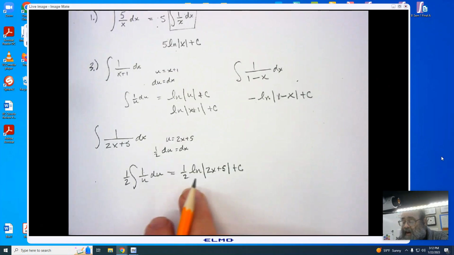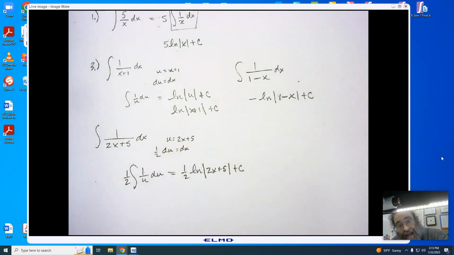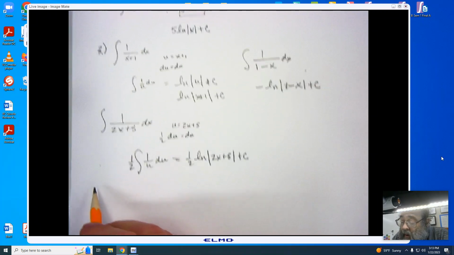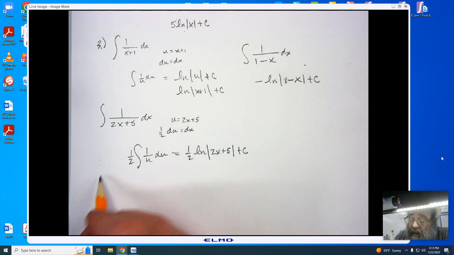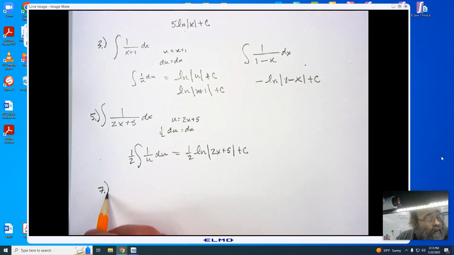And so what one can now say is that if you have a coefficient in front, that's going to come out as the reciprocal of. Okay, let's go ahead and take a look at, that was number 5. We're now looking at number 7.